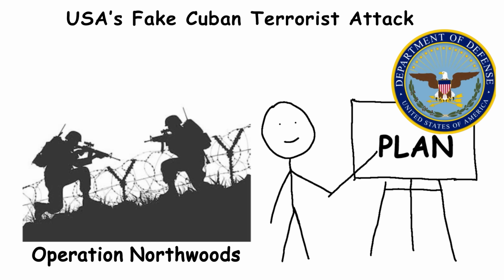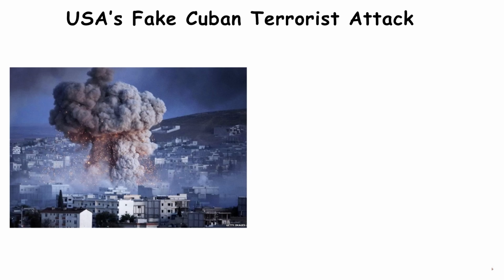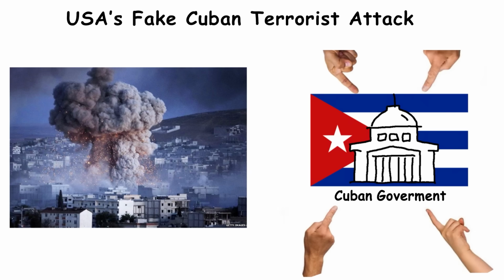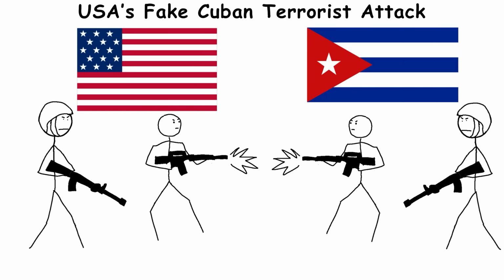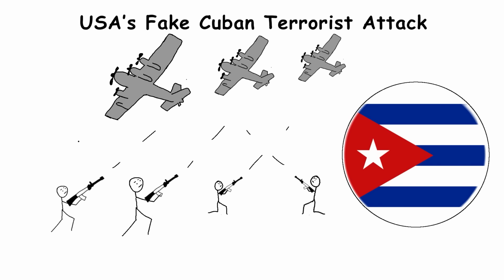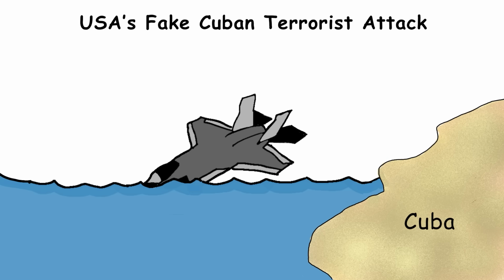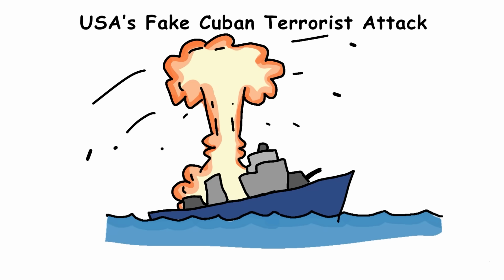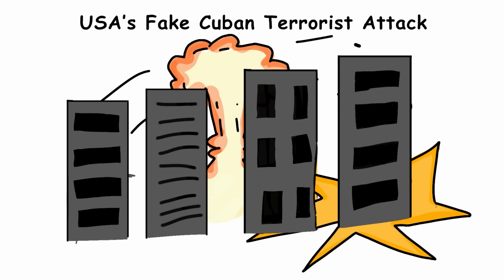Operation Northwoods was a plan by the United States Department of Defense to stage terrorist attacks against American citizens and blame the Cuban government in order to justify a war against Cuba. They wanted to hijack civilian planes and make them appear as if US Air Force planes were shot down by Cuba, to simulate the downing of a US fighter jet off the coast of Cuba, to blow a US ship, and to organize terrorist attacks in US cities.